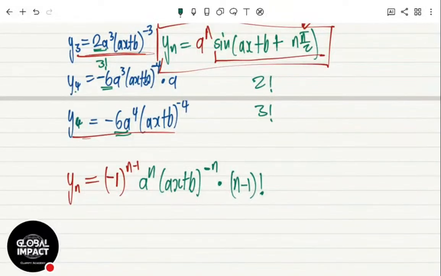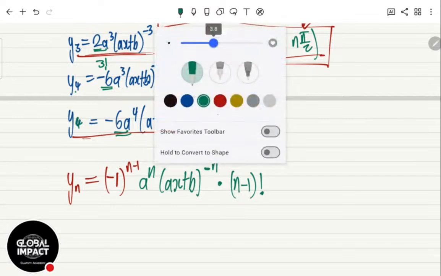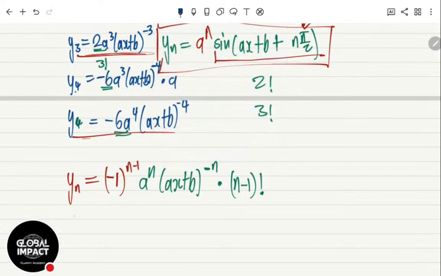Can you see this? This is going to be our nth derivative formula. We can do some small adjustments, but this is everything you need. So yn will be negative 1 to the power n minus 1, and so there we have it.